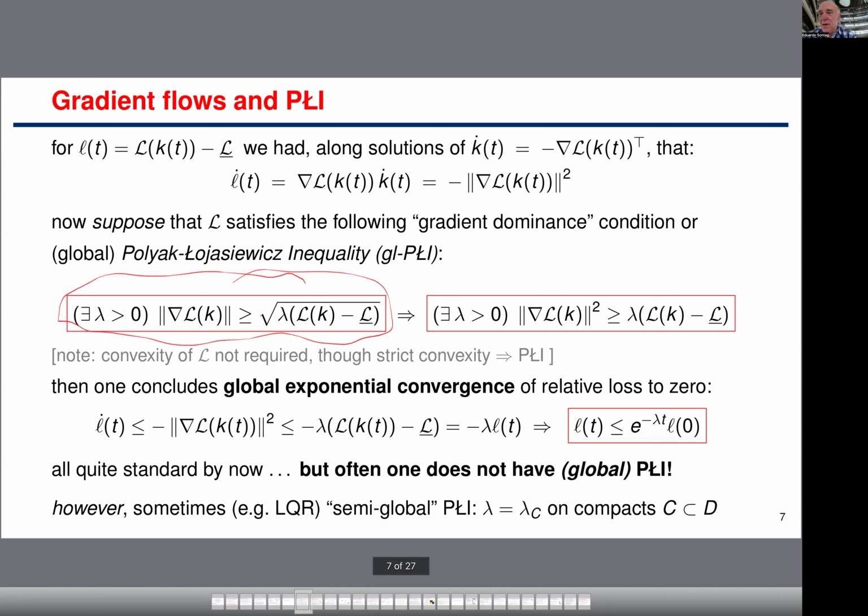Now, clearly, if I have this property, and if I have that L dot is negative this, then of course negative of this is less or equal negative of that, right? This was the relative loss. So what do we conclude? We conclude that L dot is less or equal than negative lambda L. So we have global exponential convergence to zero of the relative loss, okay?